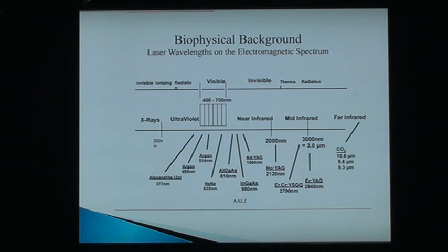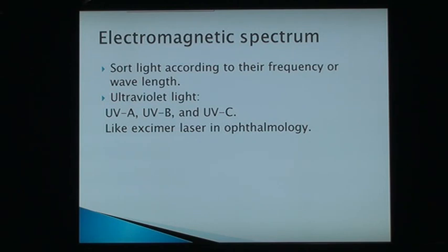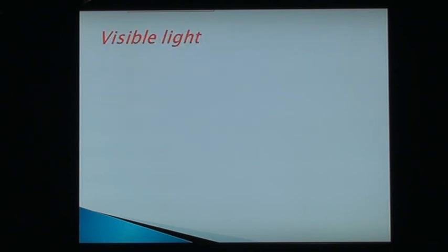Now we will have an idea about laser wavelengths on the electromagnetic spectrum. We have invisible light, we have visible, and we have infrared parts. We will talk about these three parts in this electromagnetic spectrum, sorted according to their frequency or wavelength. We have ultraviolet light, like excimer laser in ophthalmology. Visible light, this part is important for us as dentists.